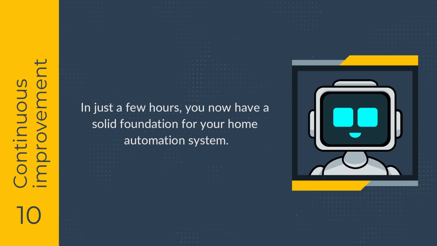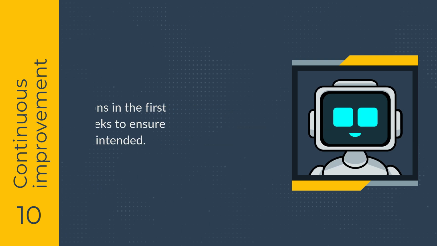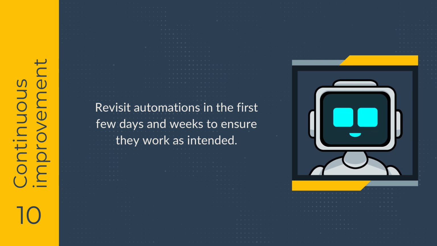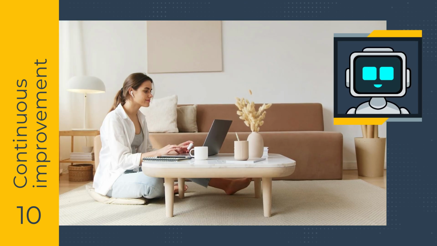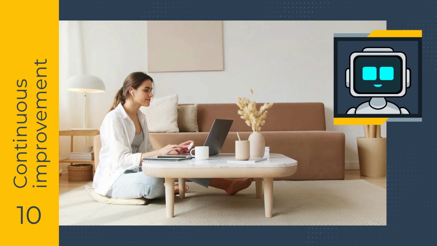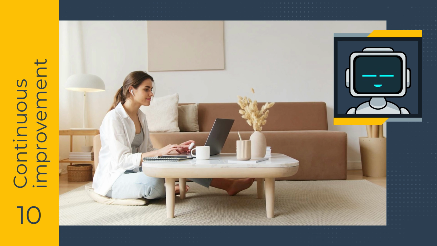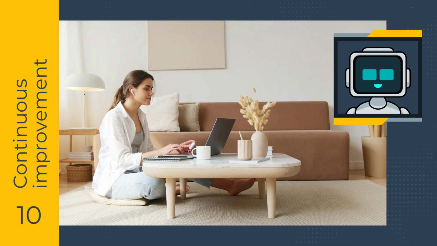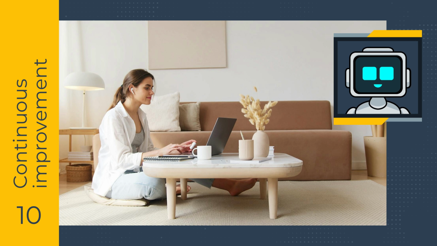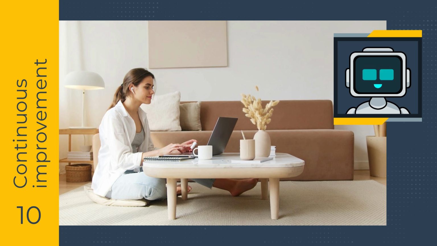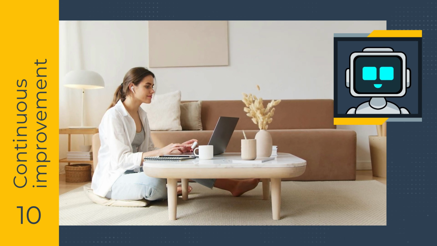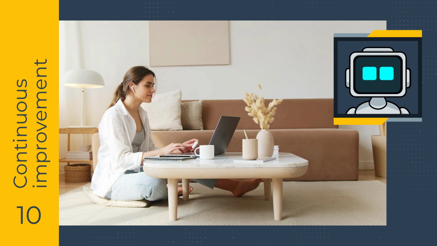In just a few hours, you now have a solid foundation for your home automation system. As you live with it, especially in the first few days and weeks, you'll notice areas for improvement. You might want to revisit some automations to ensure they work as intended. For example, you can describe to the AI the intended outcome of a specific automation and what you've already set up in the system. Ask for feedback on what changes you can make to achieve that outcome. This iterative process will help you refine your system and make it even more effective.